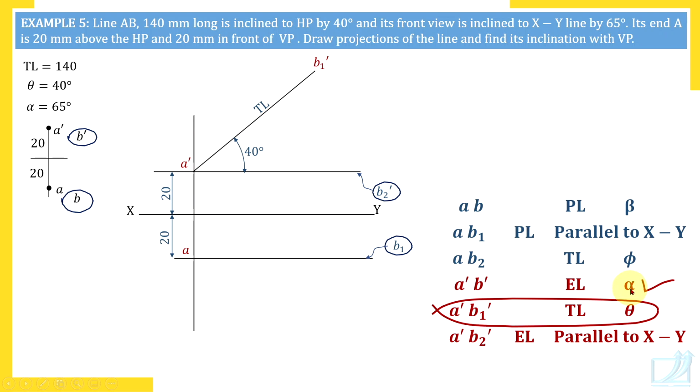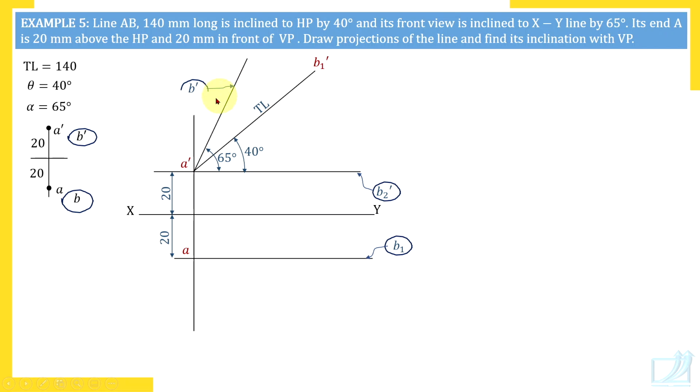Then, alpha is given. So, measure that alpha. Alpha is the angle for A dash B dash. So, A dash is here. Measure that angle alpha 65 degrees and draw a line. But we cannot mark B dash because length A dash B dash is unknown. Here, length A dash B1 dash was given, 140 millimeters. It is true length. But length A dash B dash is EL and EL is not given. So, we cannot mark B dash here. But we'll mention here that this is the line on which B dash is.